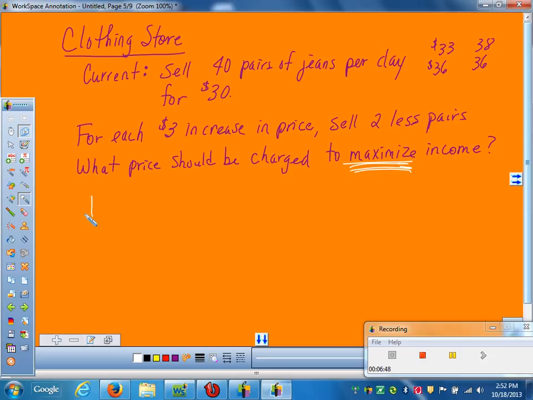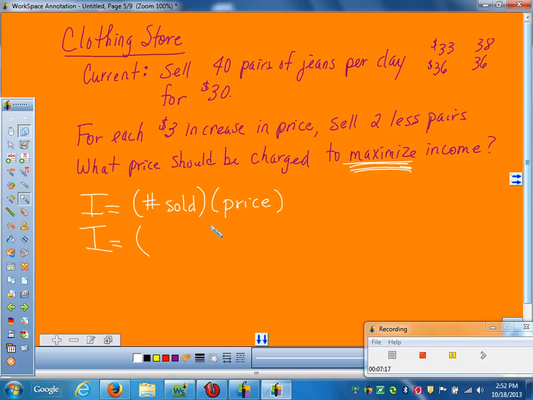Okay. Right now, if you're selling 40 pairs for 30 bucks, how much money are you making? How do you figure out how much you're making? 40 times 30. Aren't you taking the number you sold times the price? Okay, so that's the basic formula. That's what you're doing here. Common sense. You guys do it all the time. You go in a store, you figure that out. You don't even think about it.